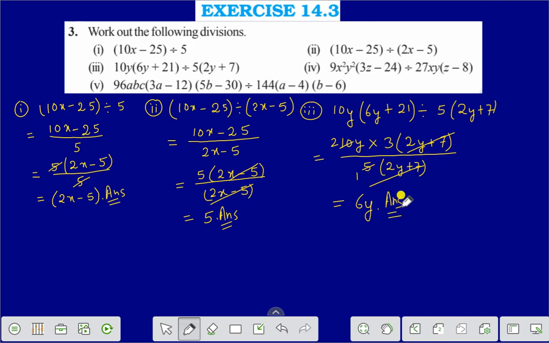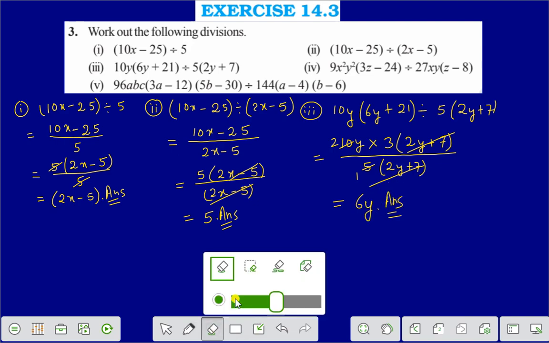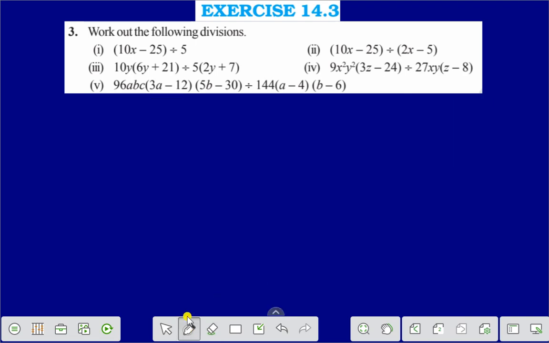Now we will solve question number 4 and 5. Now you see, we solve question number 4. Here you see question number 4 is 9x square y square times (3z minus 24) divided by 27xy times (z minus 8).